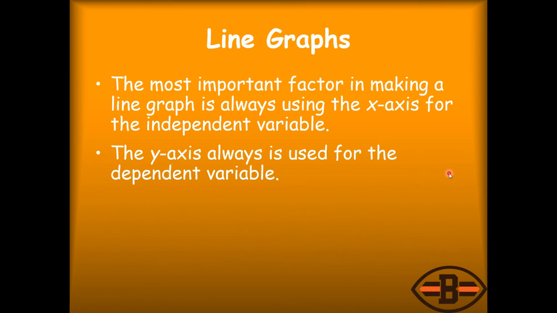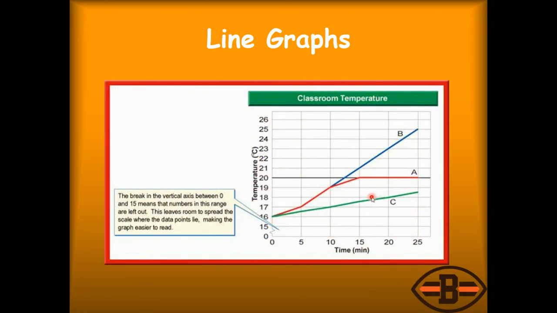The most important factor in making the line graph is always using the x-axis for the independent variable, and the y-axis for the dependent variable. If we go back again, and I know I keep going back, it's probably driving some of you nuts, but look, time is on the bottom. You're not in control of time. Time continues and continues. How hot would room B get? Well, it depends. If I keep letting time go, that temperature continues to go up. So independent is always down here on the horizontal x-axis, and the dependent always on the y-axis, always on y.